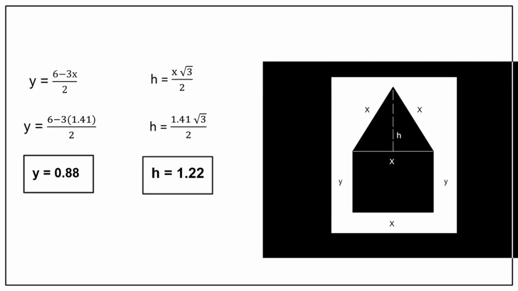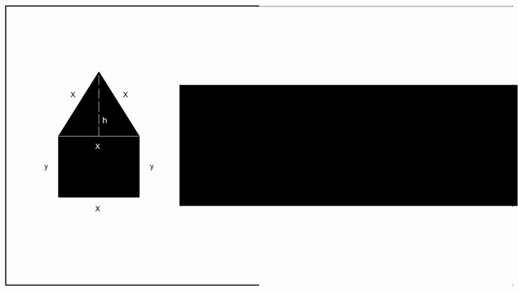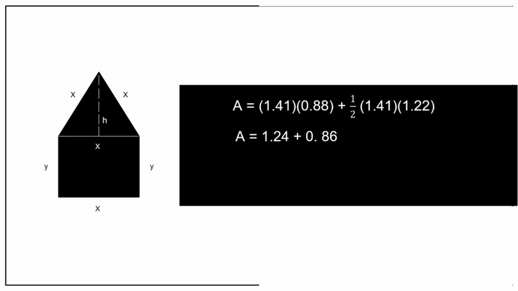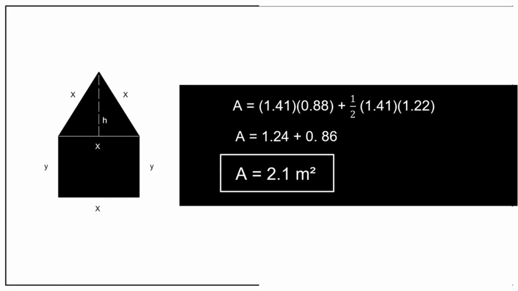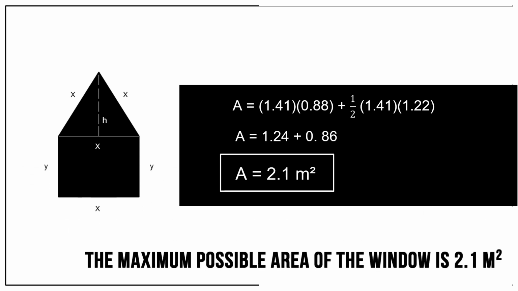Since the maximum possible area of the window is what is being asked, we will just replace all the values in the equation we formed to get its area. Area is equal to 1.41 times 0.88 plus 1/2 times 1.41 times 1.22, which is equal to 1.24 plus 0.86. Area is equal to 2.1 meters squared. The maximum possible area of the window is 2.1 meters squared.